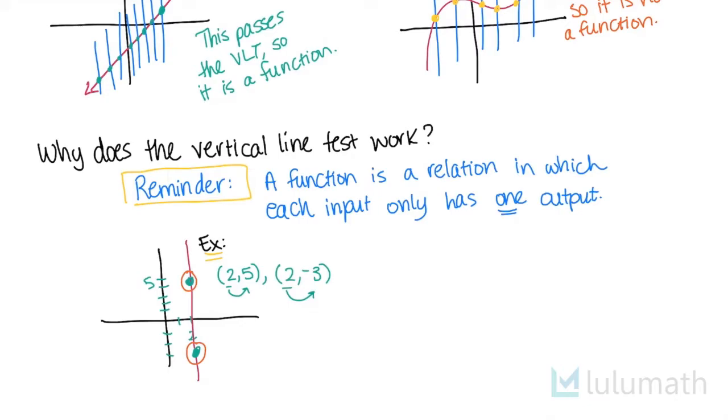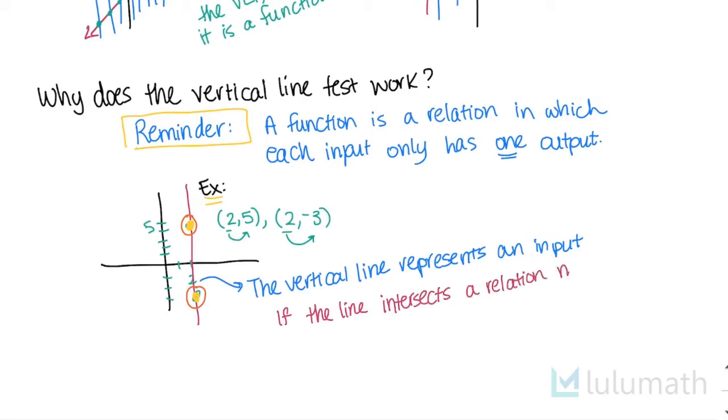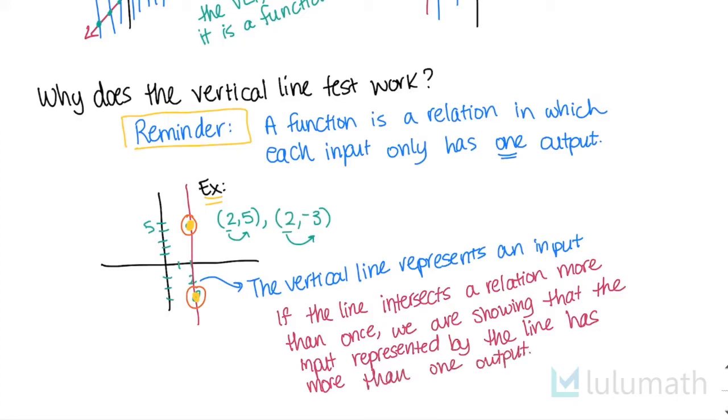So the vertical line test is ensuring that each input only has one output by saying that there can only be one point on a vertical line, because that vertical line represents a specific input. So if my line intersects the relation only once, then we're showing that that input only has one output. But as soon as it intersects more than once, we're showing on that vertical line that specific input has more than one output. And this is why the vertical line test works.